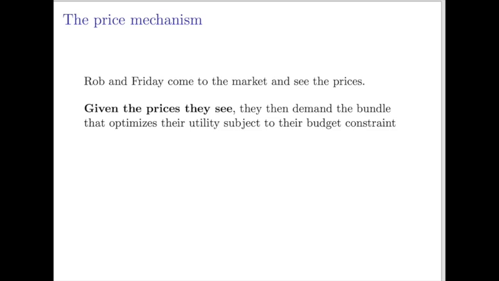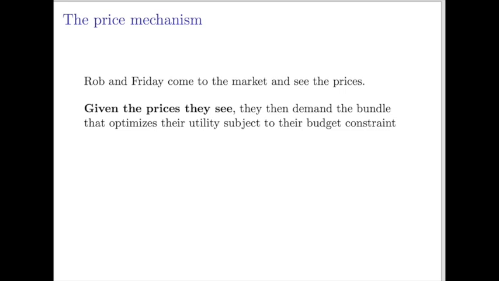come to the market, they choose the bundle that maximizes their utility. But is that going to be a feasible allocation? Is it going to be possible for both of them to maximize their utility at any given prices? And the answer is not necessarily. So the price mechanism is what adjusts those prices to the point where things work out smoothly.